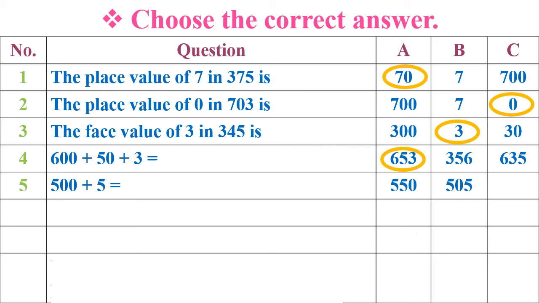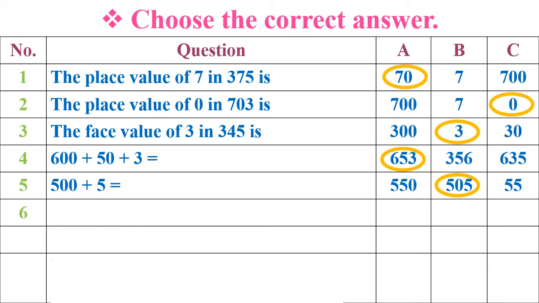Your next question, number 5, is 500 plus 5 is equal to 550, 505, or 55. So see here, 5 in the place of hundreds and 5 in the place of ones. In this one, the second 5 is in the place of tens. That's why this is not the correct answer. See here, in the place of tens they were given 0. So our correct answer is 505.